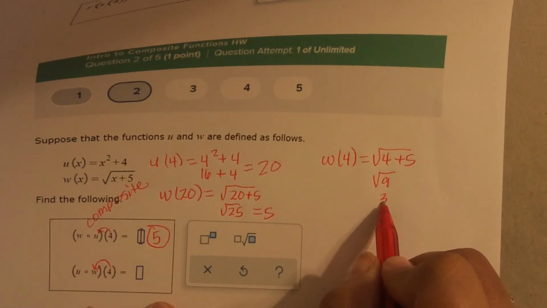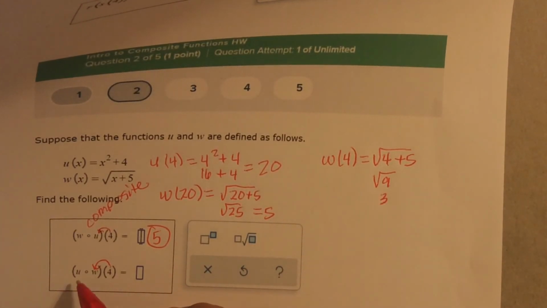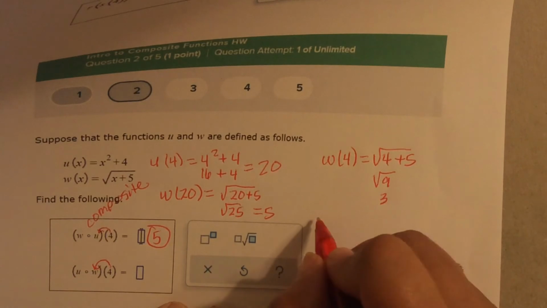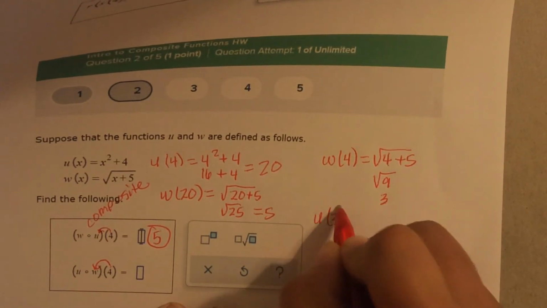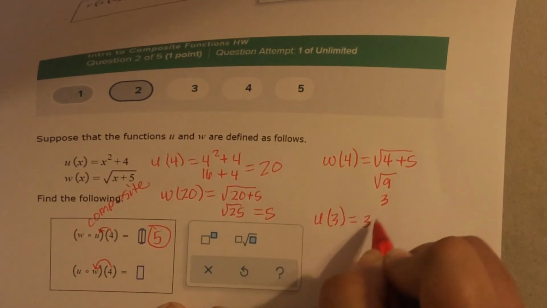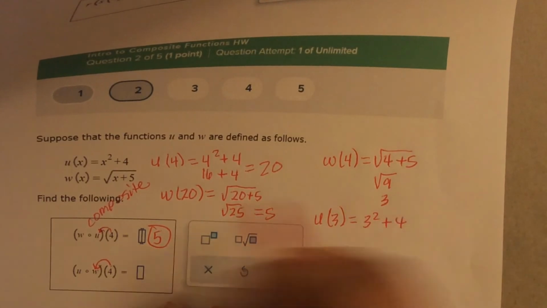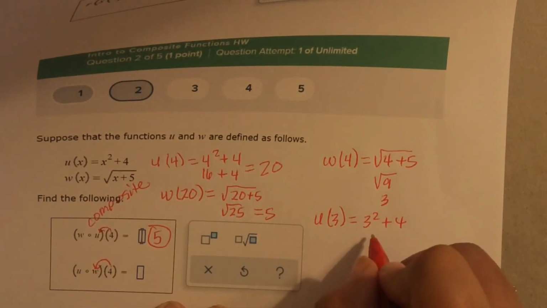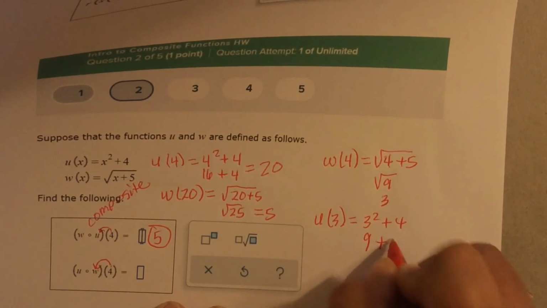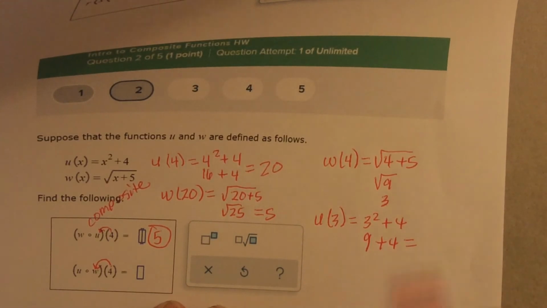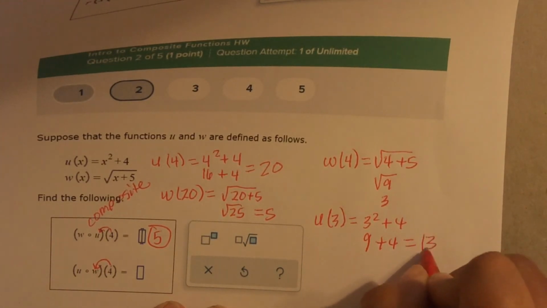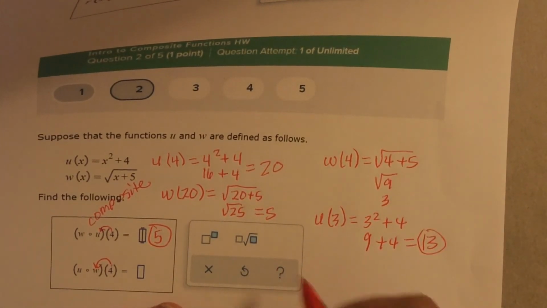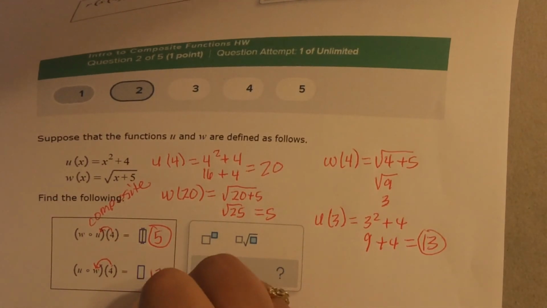So that answer, now we're going to plug it into the u. So we're going to find u of 3. That's going to be 3 squared plus 4. So here's u right there. You've got to plug it into that x. Then 3 squared, you could either use decimals or you could just say 3 squared is 9, plus 4, and 9 plus 4 is 13. So this answer over here is 13.